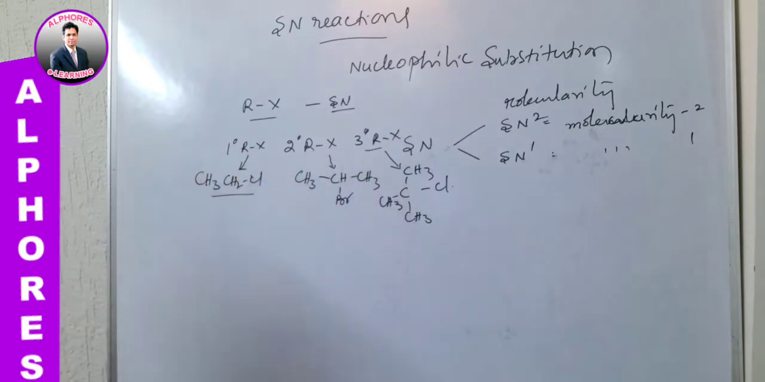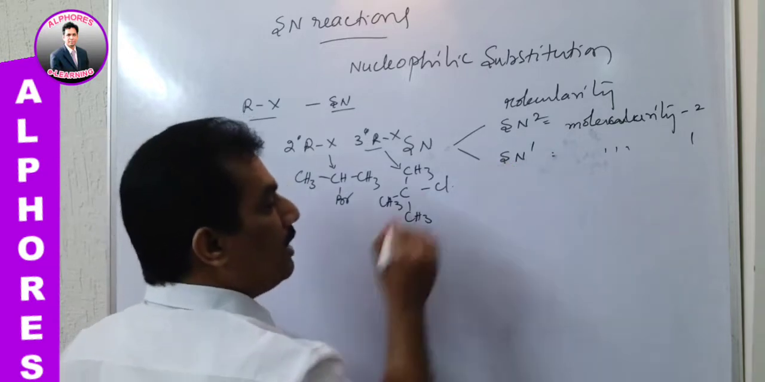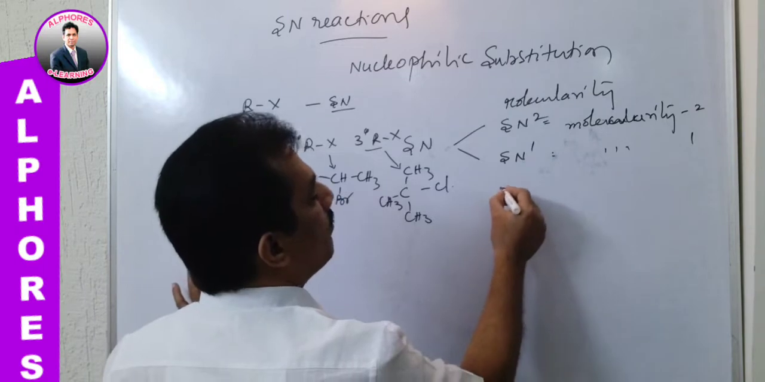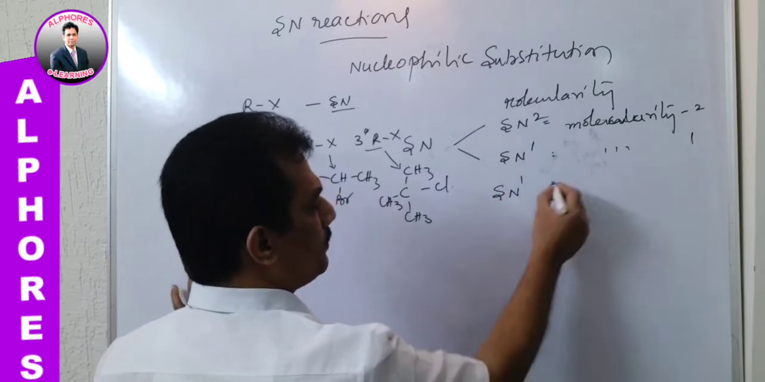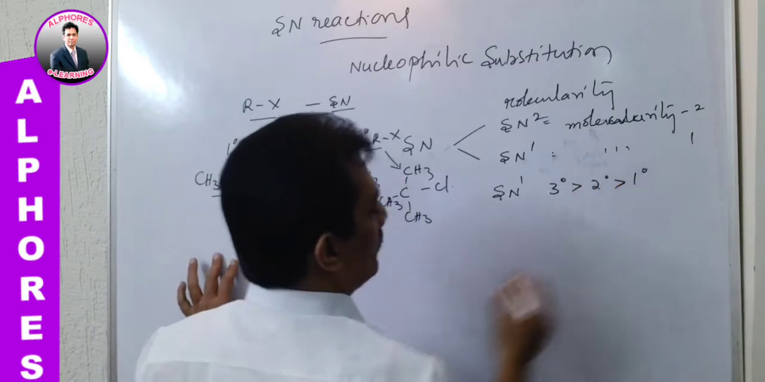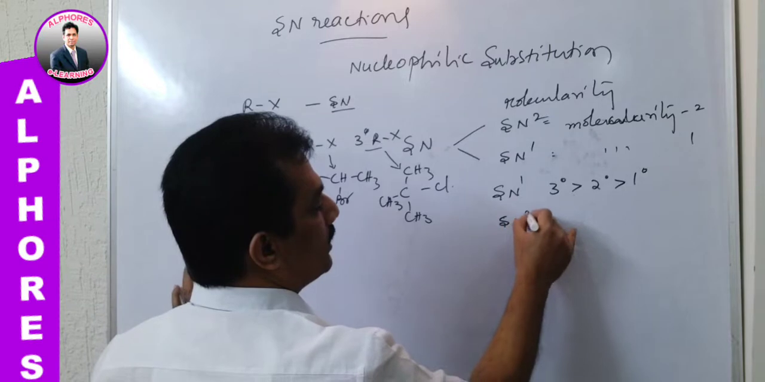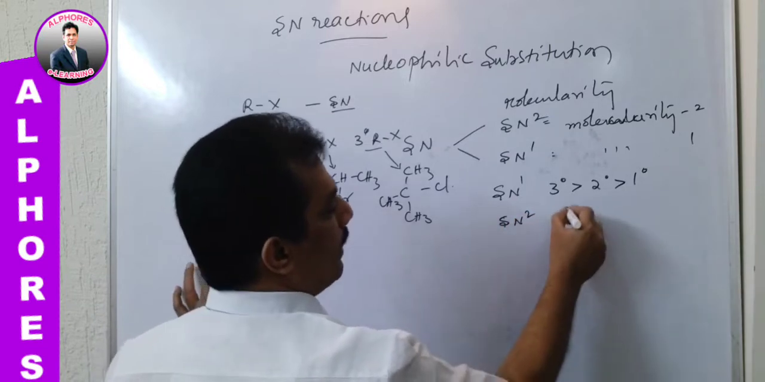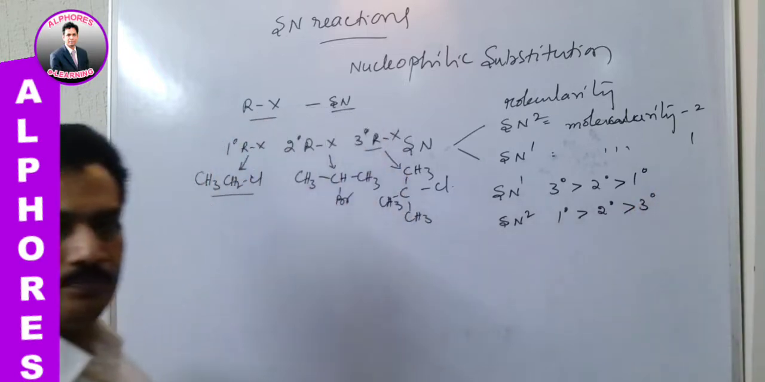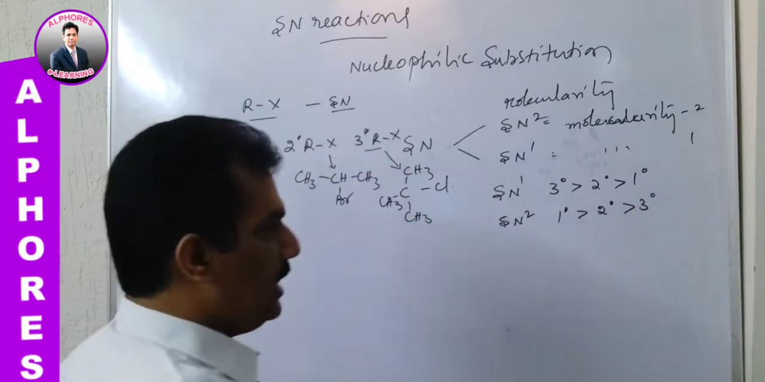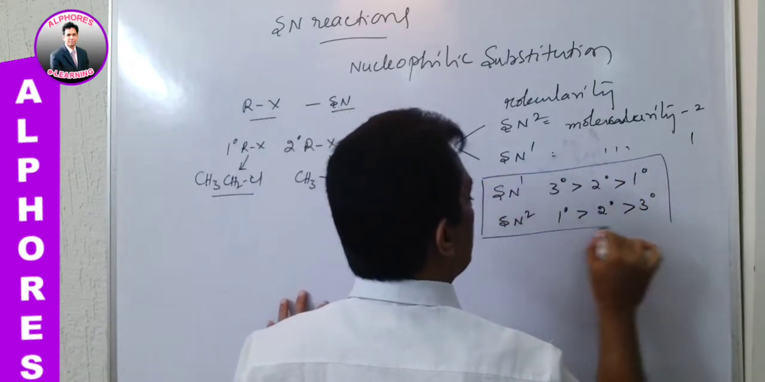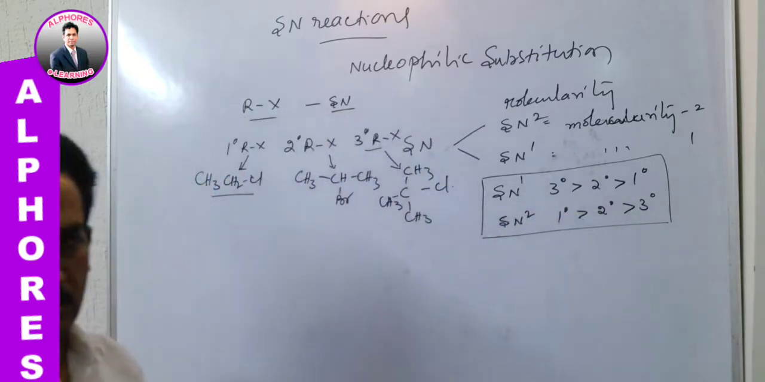Just remember the order of priority to go for SN1 and SN2. For the SN1 reaction, tertiary is more favoured than secondary, which is more favoured than primary. For the SN2 mechanism, it is the reverse: primary is more favoured than secondary, which is more favoured than tertiary. Just remember. Clear? This is the order for the SN1 and SN2 reaction mechanisms.